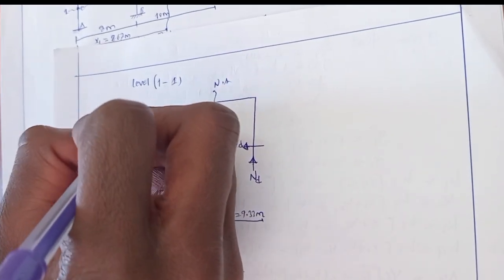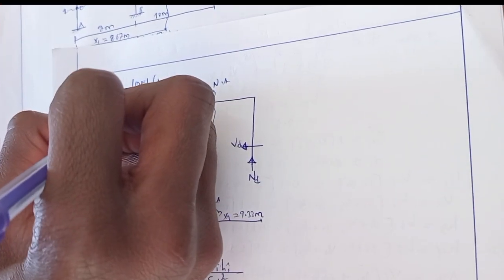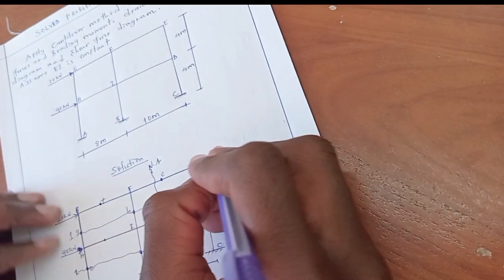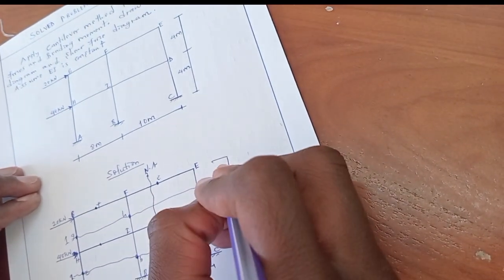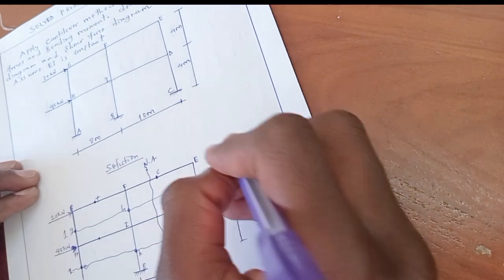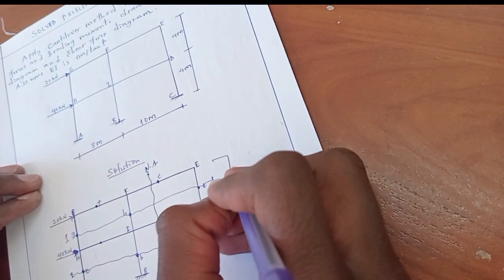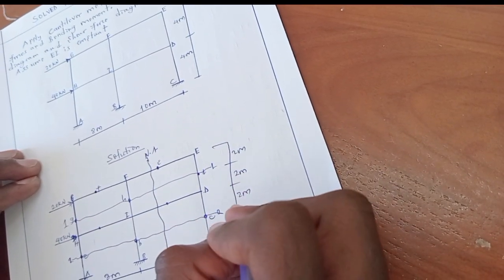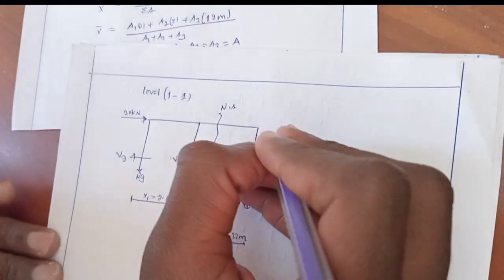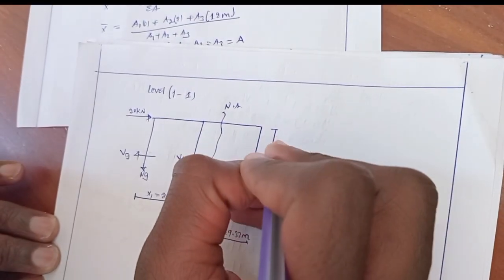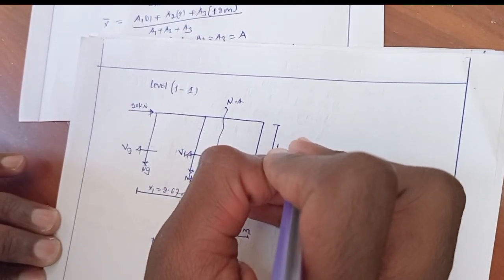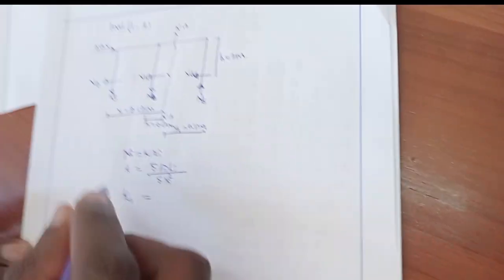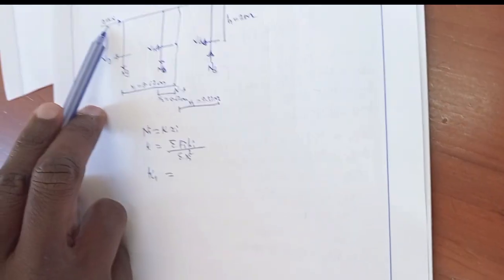This is the horizontal force, which was 20 kilonewton, and the distance from this point to this point was 4 meters. So here will be 2 meter, 2 meter, 2 meter, 2 meter. So the distance from this point to this point is 2 meter, which is h. So for this case, let's say it is K1. For K1 we have only one horizontal force, which is 20 kilonewton.